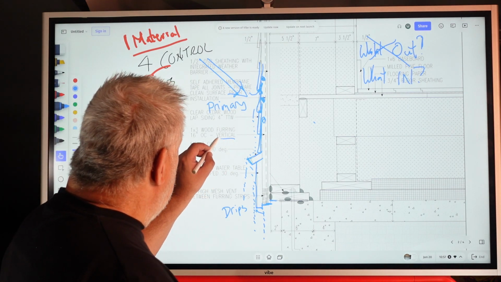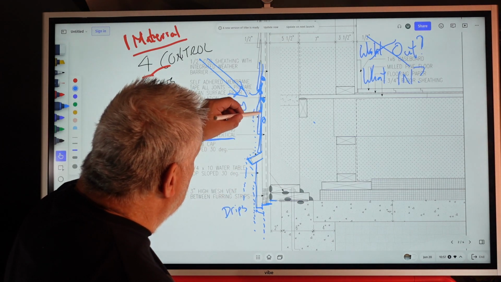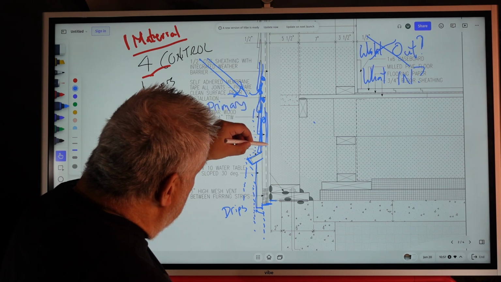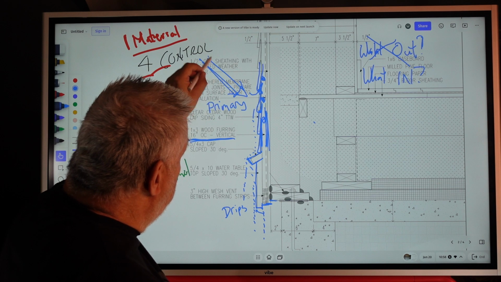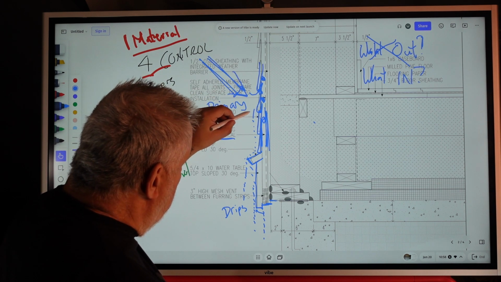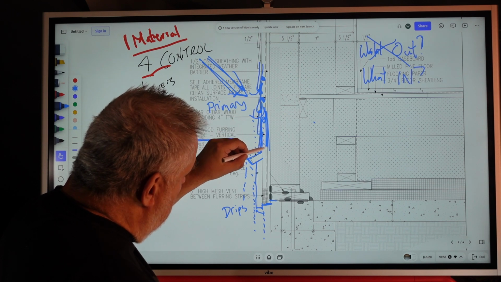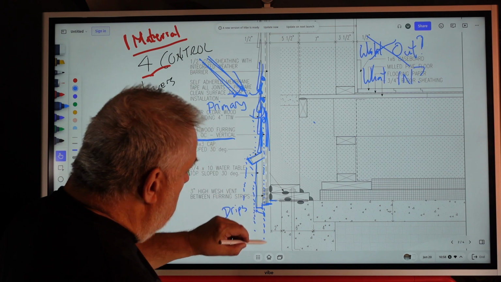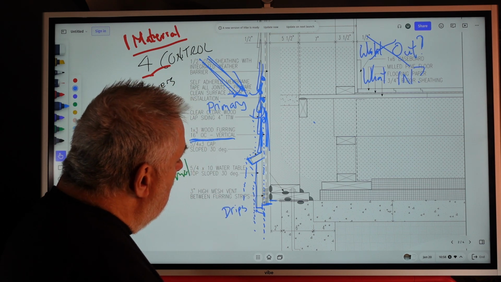Well, you can see here, 1x3 wood furring, 16 inches on center, vertical. We install a space here. And that space suggests now, if we get wind-driven rain, water gets in, just like on the outside, it can now drip down that furring strip and basically drip out here through the mesh.